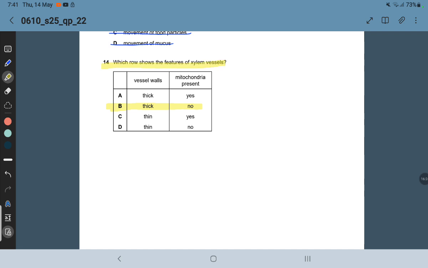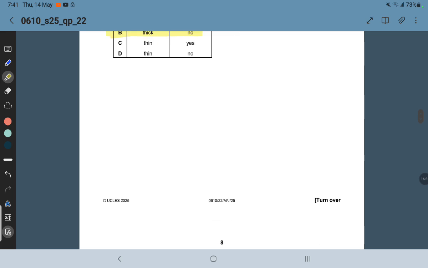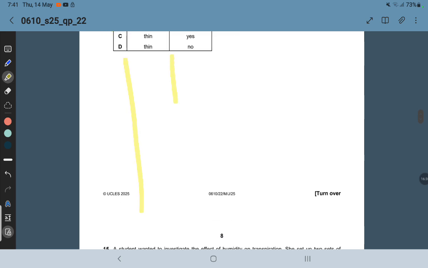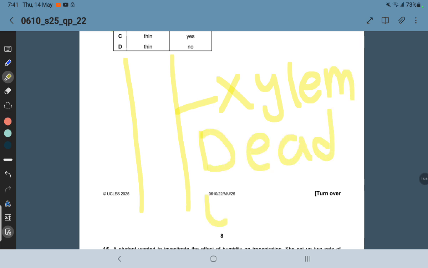Now 14, which shows the features of xylem vessels. Vessel walls, of course, should be thick to support the height and withstand the high water pressure. Mitochondria present? No, because a xylem vessel, remember with me the Xerophytes lesson, is a dead tissue.